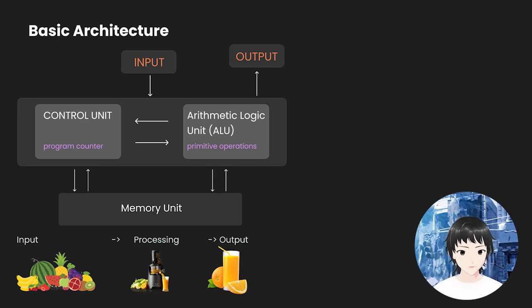goes inside the central processing unit, with the control unit, the program counter, and the ALU, the arithmetic and logic unit, which performs the primitive operations, and there's a memory unit where things are stored. All these three work together to give you an output based upon the input you give.